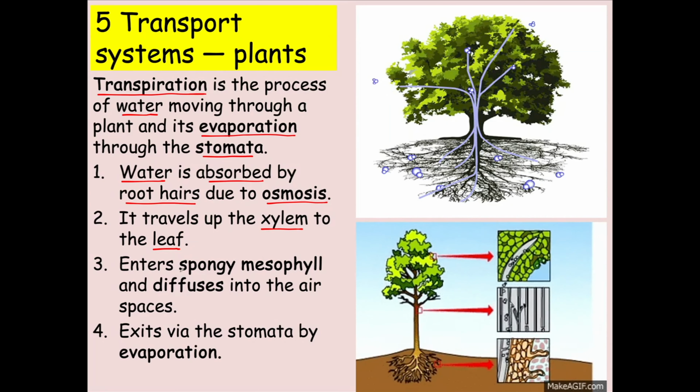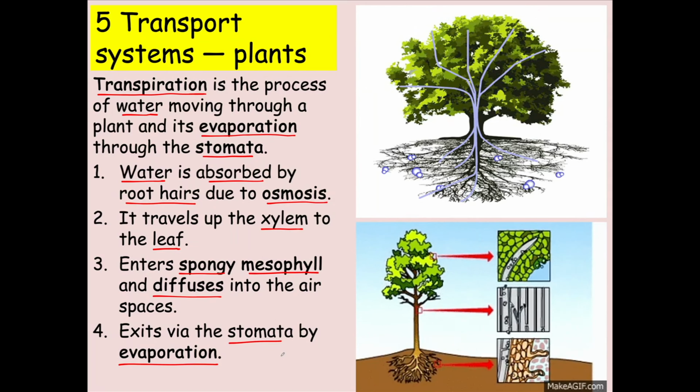It enters the area of the leaf called the spongy mesophyll. Okay, and remember that's the area that has the air spaces in it. Okay, and we can see that up here. And then it will diffuse into those air spaces. Okay, which means it will move from an area of higher water concentration to an area of lower water concentration. And then it will exit the leaf via the stomata by the process of evaporation.